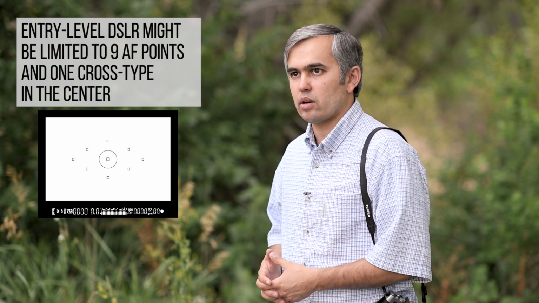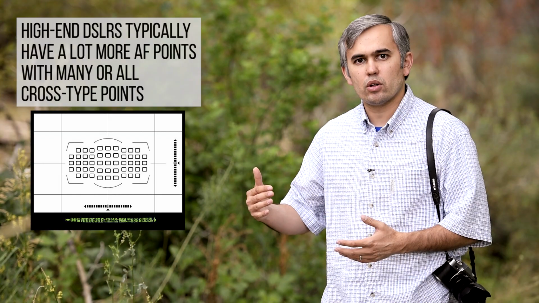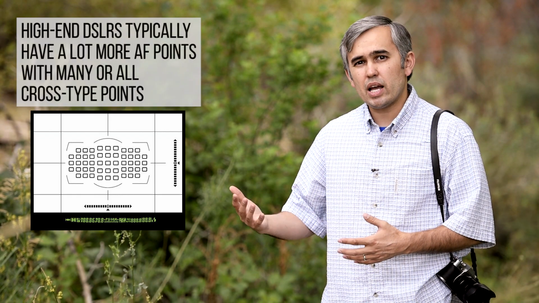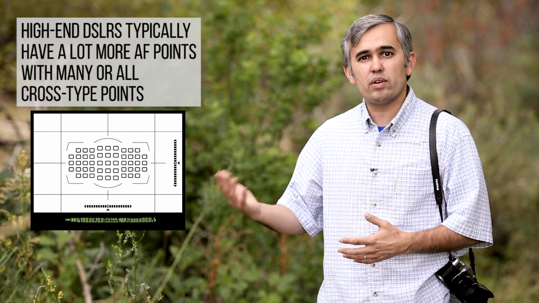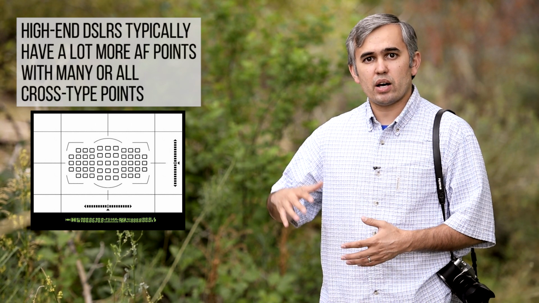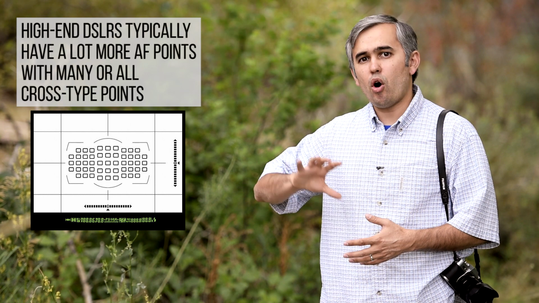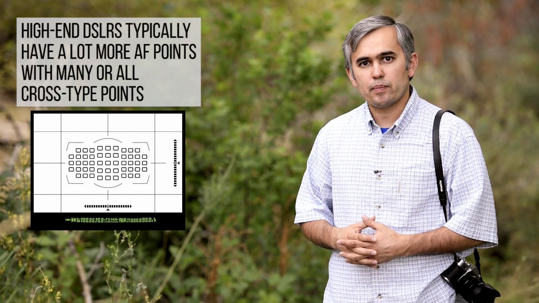So if you look at an entry-level DSLR, you might see that it only has 9 focus points and only one cross type that's located in the center. And if you look at higher-end cameras, maybe enthusiast level or professional, you might have something like 39 points or 51 points or even more. And you might find on the highest-end systems, even all the focus points could be cross type. So that's something for you to keep in mind when you look at different level cameras.